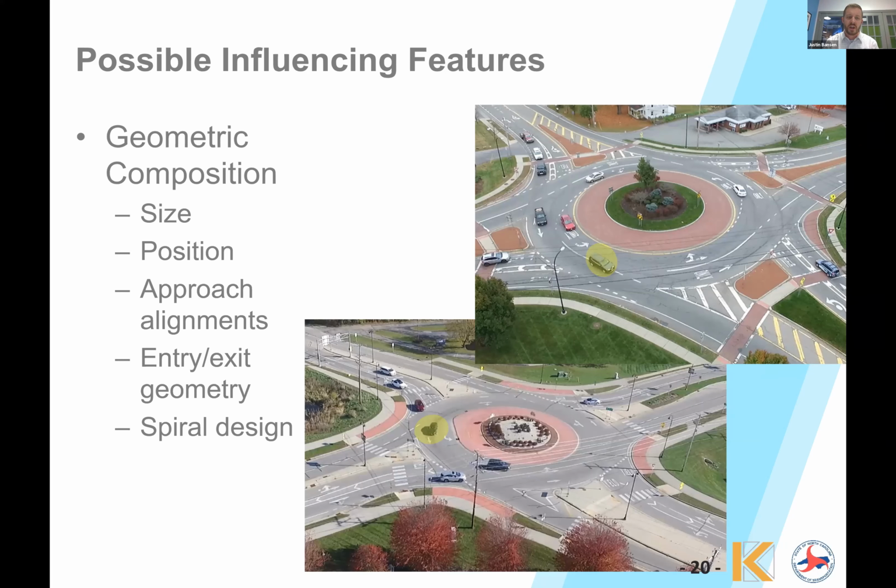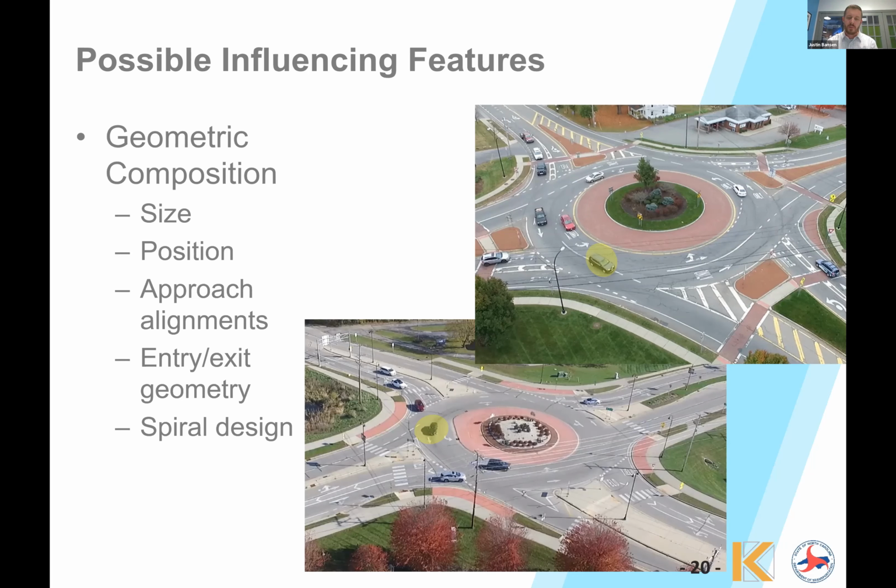Note that the two images here have slightly different spiral designs. In the top image, you've got a painted spiral, and what ends up happening is the drivers are following the edge of the central island, and they may find themselves, when they're making a left turn, getting trapped into a left turn lane, and then trying to make a late lane change to exit.